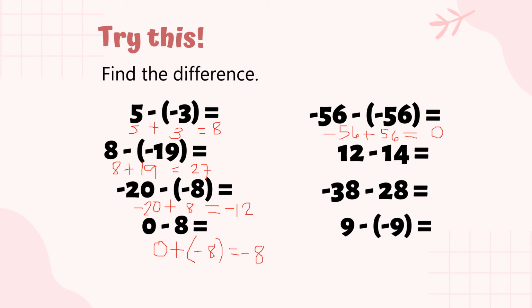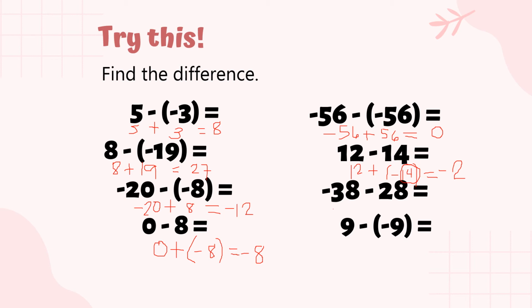Another one, 12. Copy the minuend 12. 12 minus 14. So, proceed to the rule of addition. Positive 14 will become negative 14. So, notice that they have different sign. If they have different signs, subtract the 2. 14 minus 12 is 2. Mas mataas po ang value ni 14, so the result will become negative. So, 12 minus 14 is negative 2.